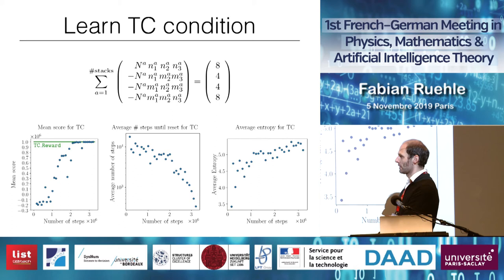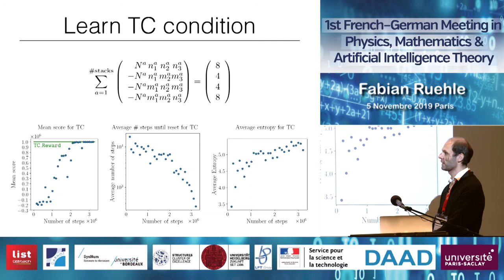But then after 2 million steps or so, it starts to find solutions. So this is the reward it gets for solving this equation exactly. And then you see it stays up here. So it has found a way of solving this equation. Of course, it could have just tried randomly and maybe found a solution. But this thing actually performs much better than a random walker.